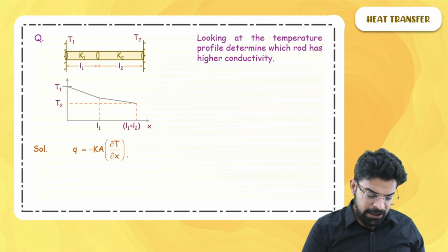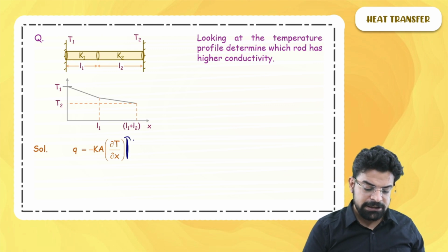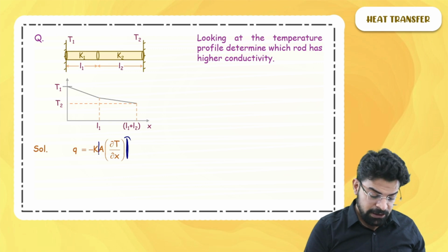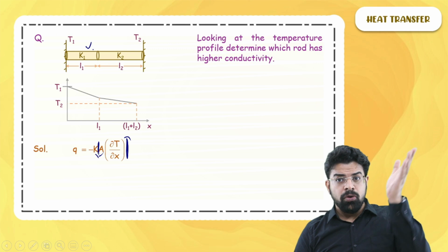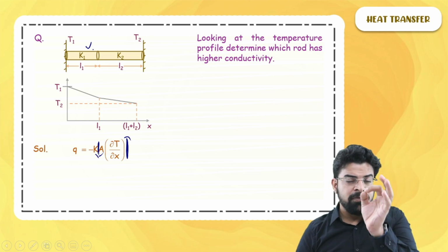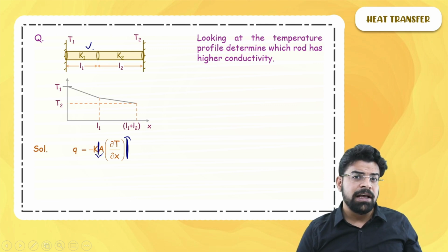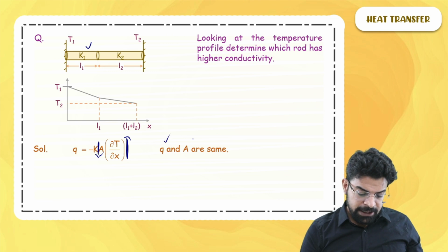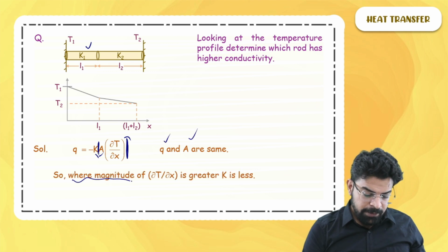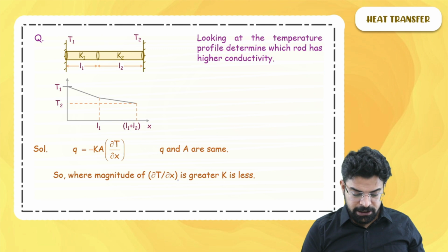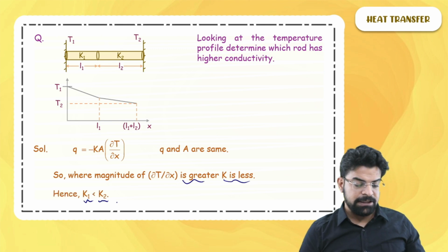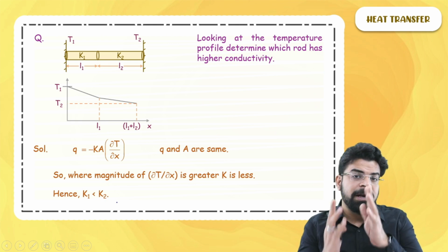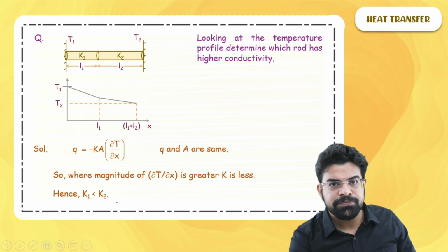Or you can say, where del T by del X is more, temperature gradient is more, there the conductivity has to be less. Since for the first rod the slope is more, the temperature gradient is more, there the conductivity will be less, so K1 has to be less than K2. As Q and A are same, where magnitude of temperature gradient is greater, K is less, hence K1 will be less than K2. The second rod is a better conductor compared to the first rod.